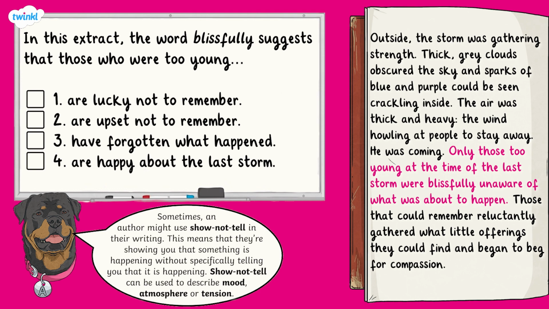"Only those too young at the time of the last storm were blissfully unaware of what was about to happen." What impression is the author trying to give you of the storm? Do they want it to appear frightening or safe? Which option best fits with the atmosphere that the author is trying to create? Well done if you said number 1, are lucky not to remember. This option helps to show the reader that the last storm is something that people wish they couldn't remember.